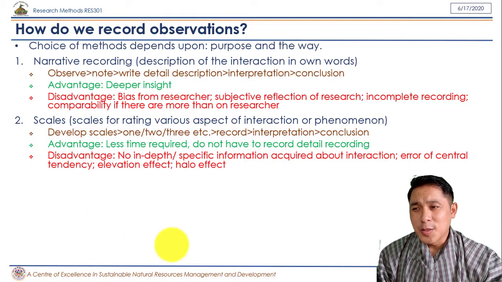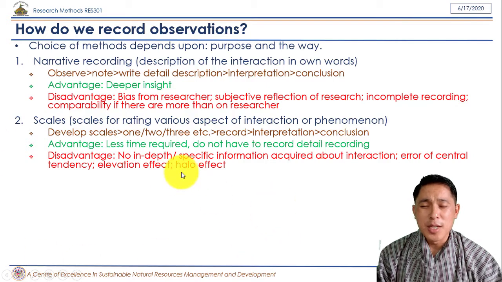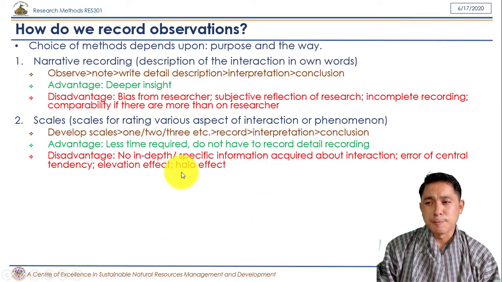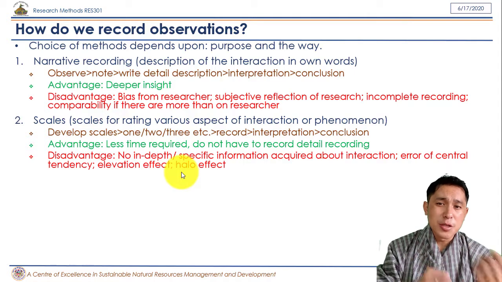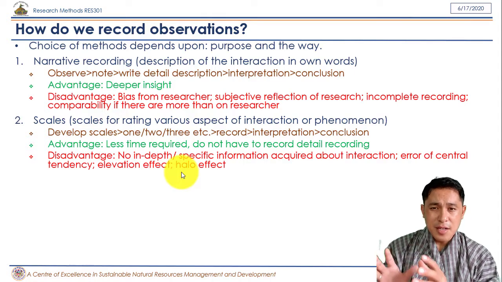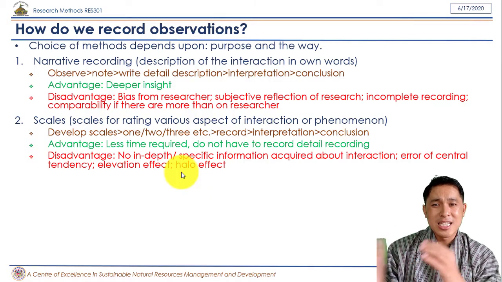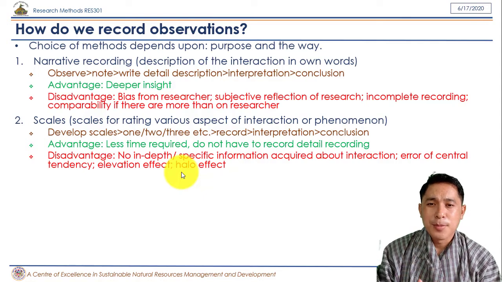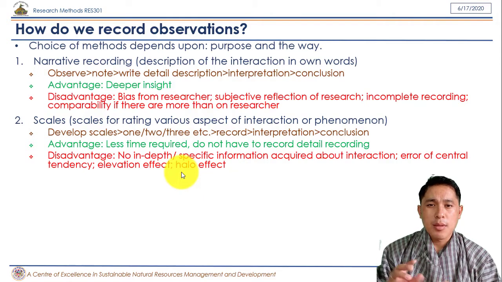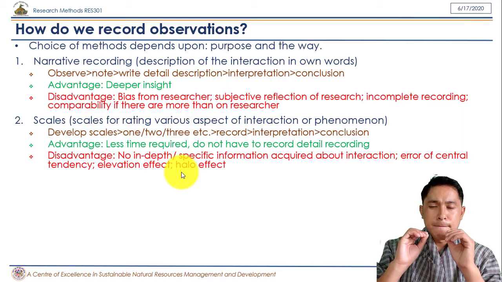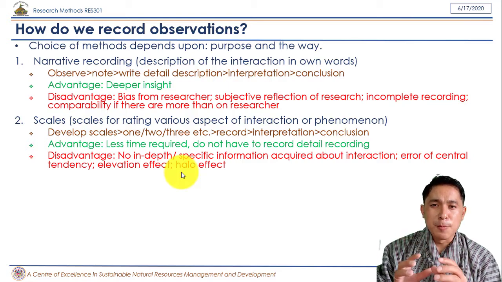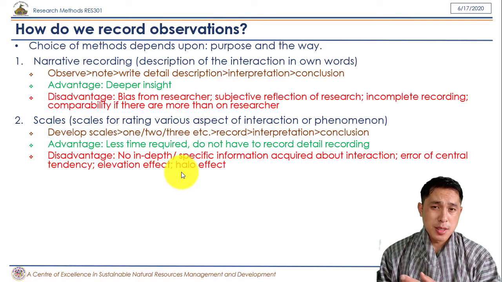And similar to that, we have the halo effect, where the effect of one question is affecting the other question, similar to the elevation effect. But with the elevation effect, we are looking at just the extreme level. It can be either low or high. But the halo effect is an effect which comes from, or which is influenced by, the previous question.